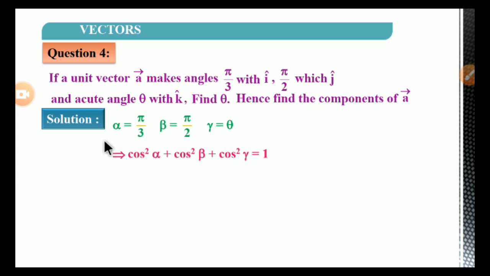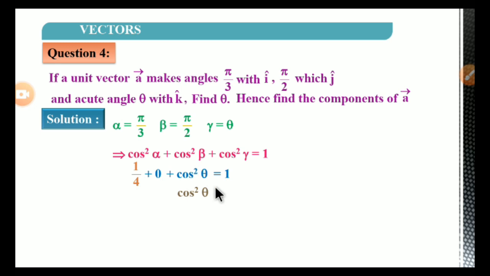we have that important relation, cos square alpha plus cos square beta plus cos square gamma is equal to 1. So cos square alpha is equal to 1 by 4, because cos pi by 3 is equal to 1 by 2. After squaring we get 1 by 4, plus cos square beta is equal to 0, because cos pi by 2 is 0, plus cos square theta, because gamma is equal to theta. This is equal to 1.